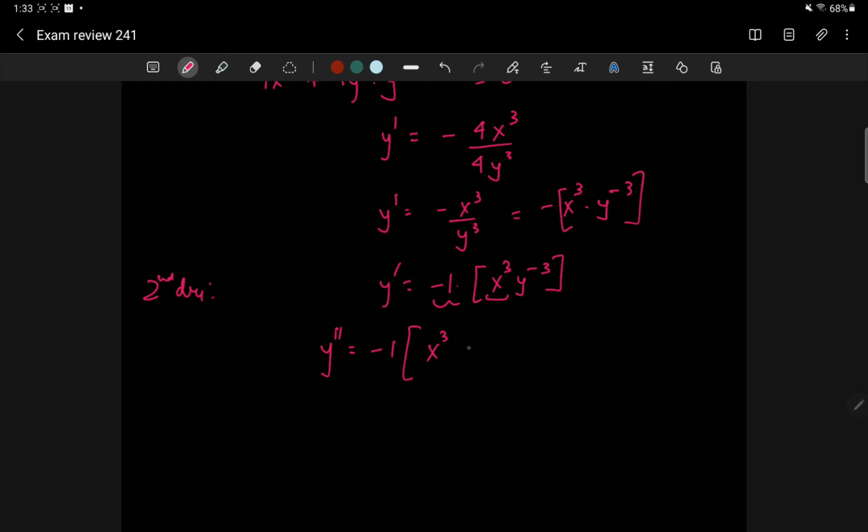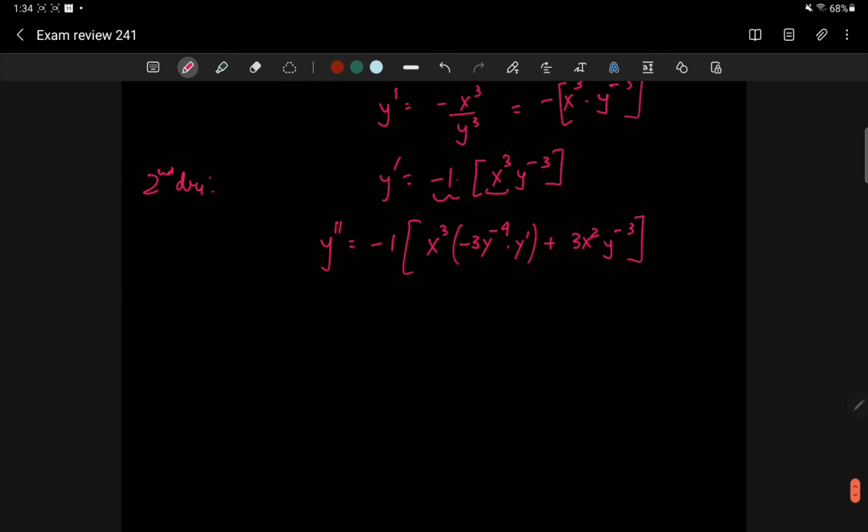x cubed times negative 3 y to the negative 4. But we're taking the derivative with respect to x, so I'm going to get another dy over dx, which is y prime. Plus 3x squared. No prime business there because, well, there is, but x prime is just 1, so it doesn't really affect. So that's what I get, which is all well and good. I can now distribute the negative. So this is 3x cubed y to the negative 4 y prime minus 3x squared y to the negative 3.